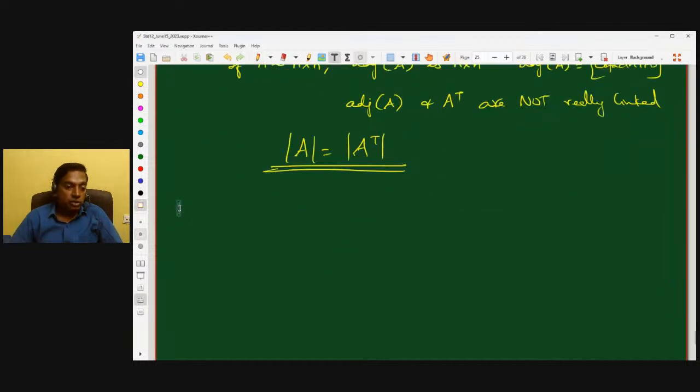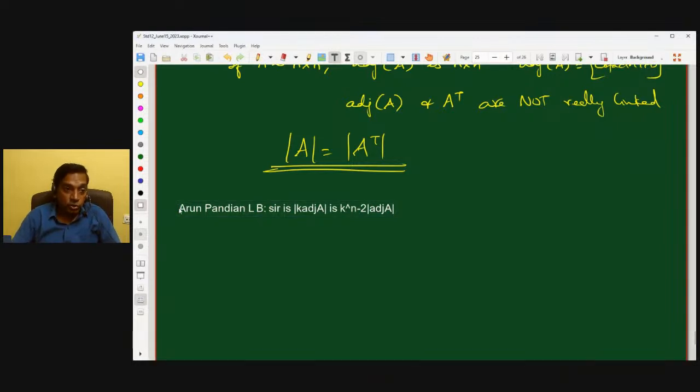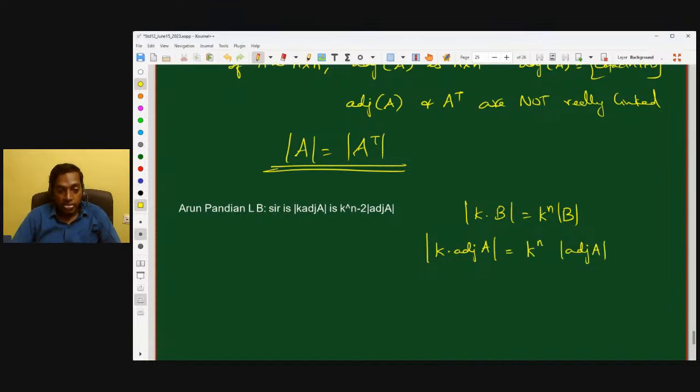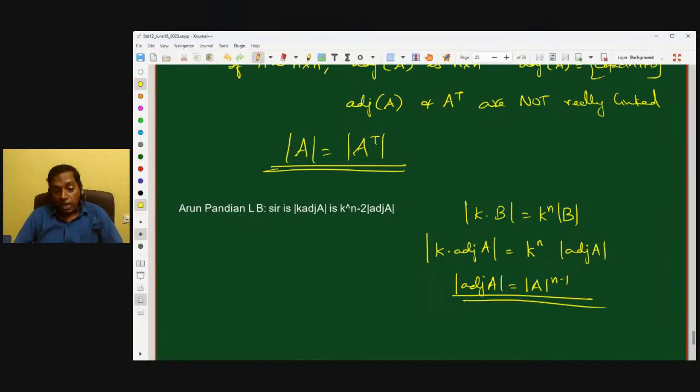Is determinant of K times adjoint A equal to K power n minus 2 determinant of adjoint A? No. See, determinant of K times any matrix B is K power n determinant B. So, determinant of K times adjoint A is K power n determinant adjoint A. It's not K power n minus 2. But determinant of adjoint A is determinant A the whole power n minus 1. See, whether you write determinant of adjoint or determinant of A, that matters. This is not correct.